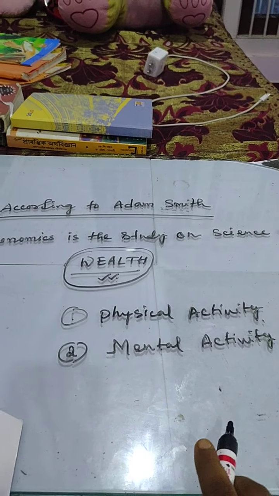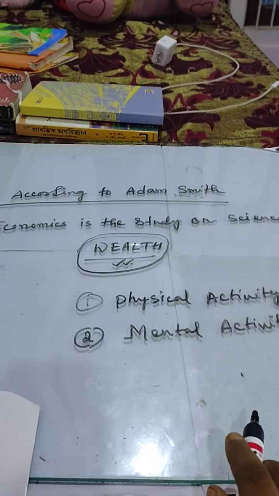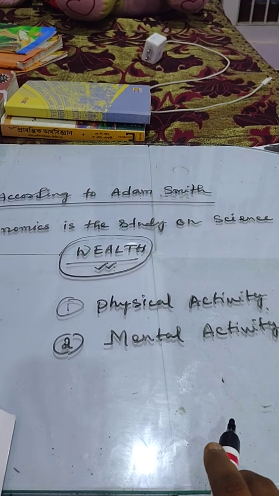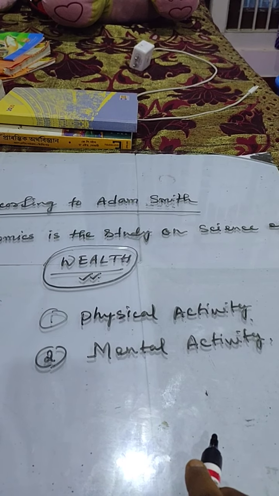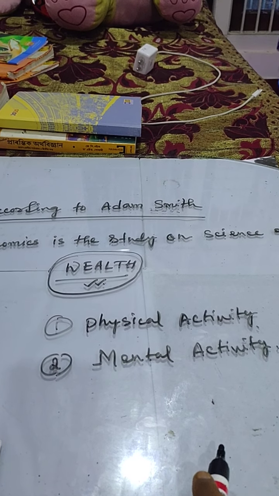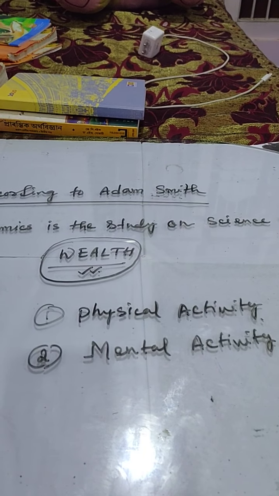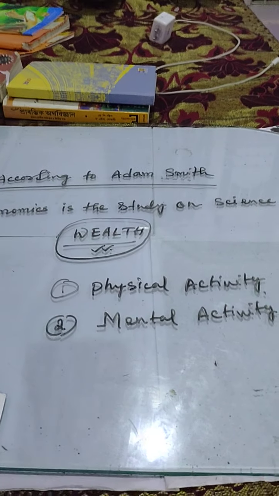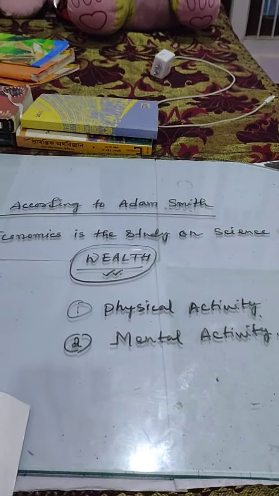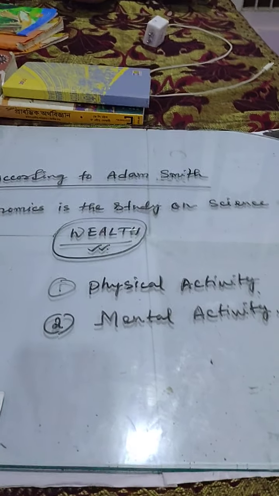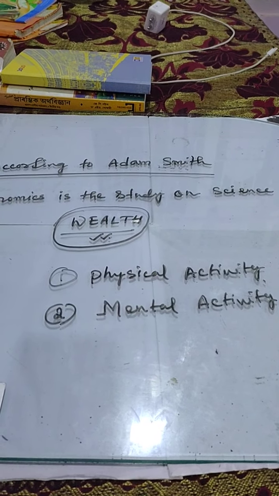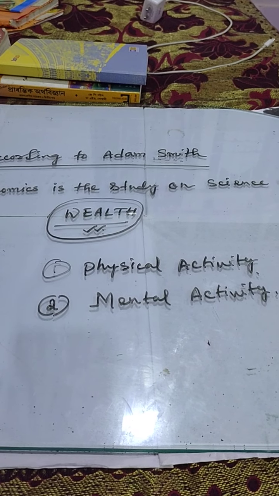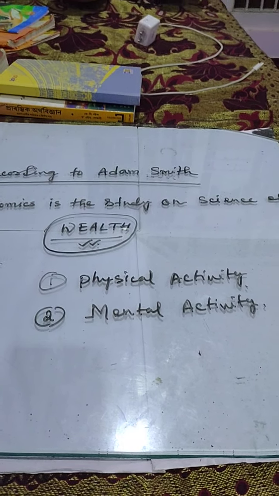And from this definition, we learn many things which have the probability of coming in the examination. From the examination point of view, from this definition we have learned different concepts, different questions. First thing is that who is known as father of economics? Your answer will be Adam Smith is known as father of economics.